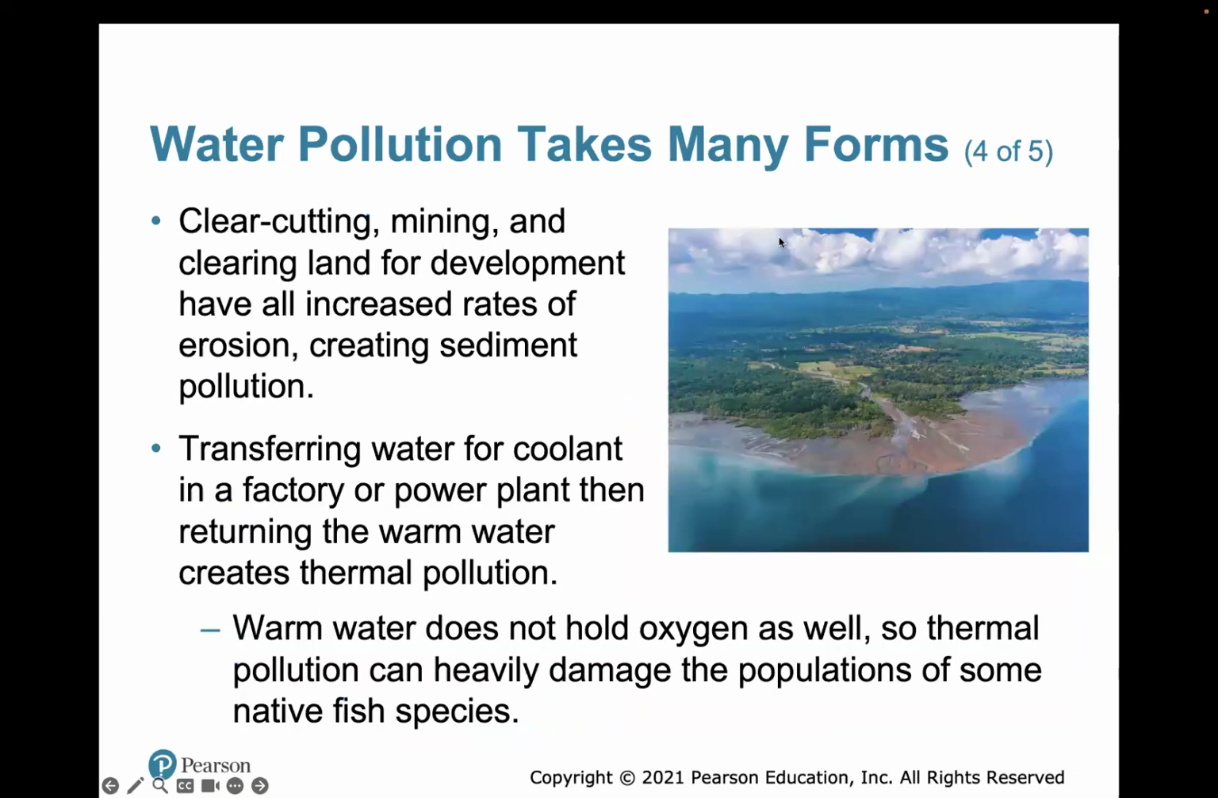When we are clear cutting, mining, and clearing land for development, we increase the rates of erosion and create sediment pollution. When we transfer water for coolant in a factory or power plant, then returning the warm water creates thermal pollution. Water's ability to hold dissolved oxygen decreases as temperature rises. So some of the aquatic organisms may not survive when human activities raise water temperature.